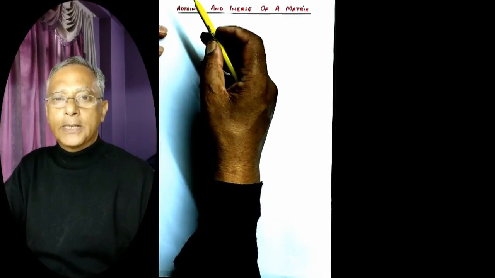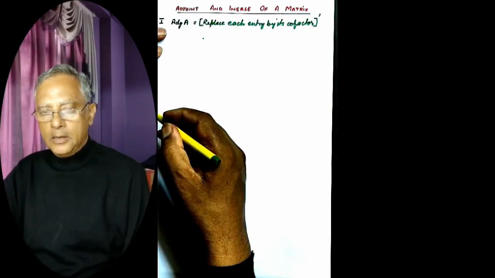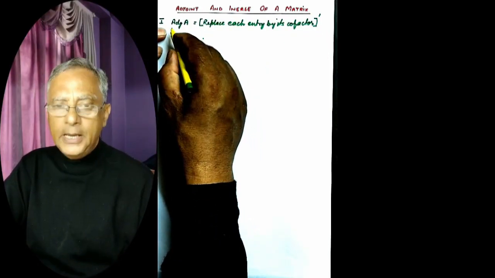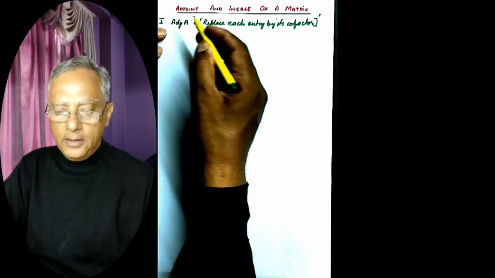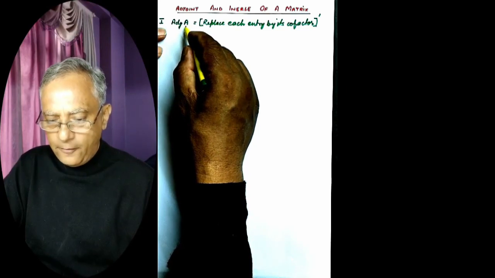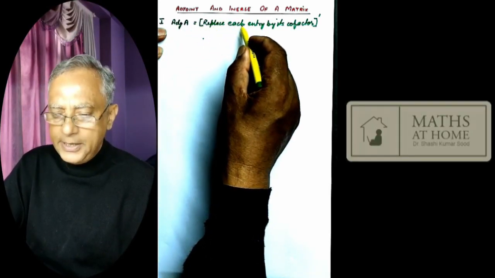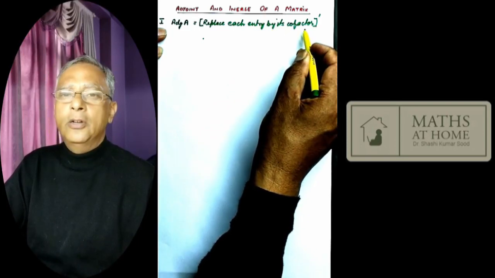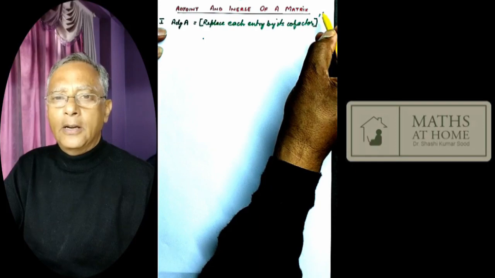Now we are going to discuss adjoint and inverse of a matrix. The first definition is the adjoint of a square matrix A. The adjoint of A is defined as: replace each entry by its cofactor and take the transpose.